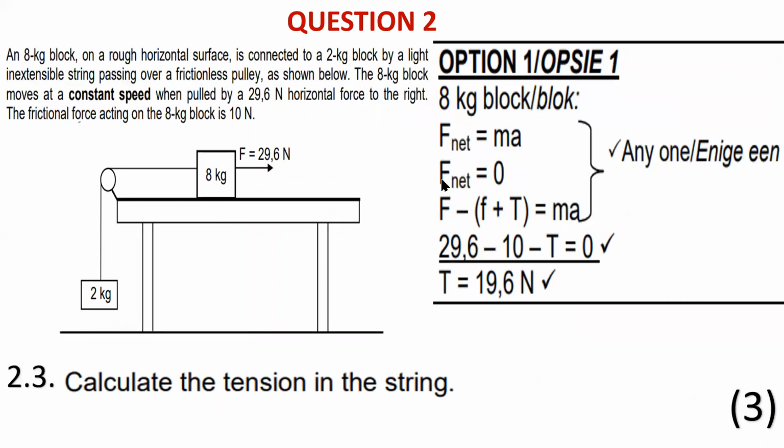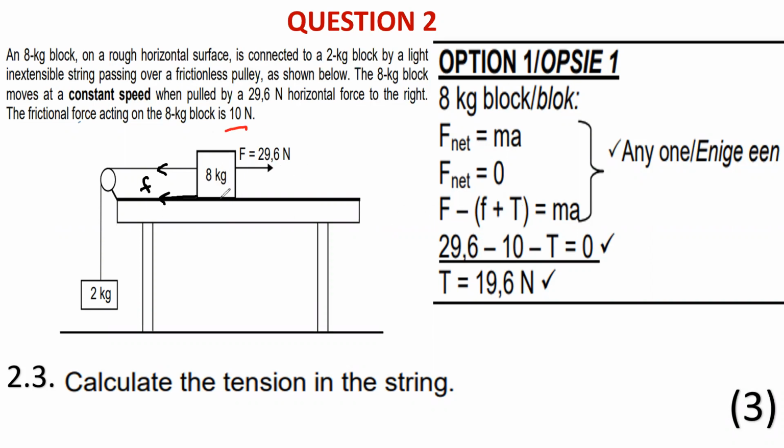F net equals m times a, F net equals 0, or F minus friction force plus tension force, because applied force and tension force, friction force, are in opposite directions, as you see. Tension force is here. And from the free body diagram also, you remember that friction force is this way. F minus friction force plus tension force. And you can write ma, but what we know, acceleration is 0. Acceleration is 0, please remember that. After that, you can write applied force is 29.6 minus 10. How do we know it is 10? It is given, guys. Friction force is given, it is easy.